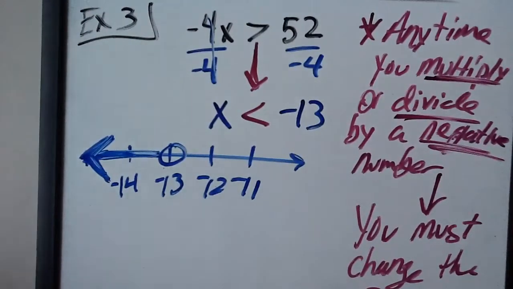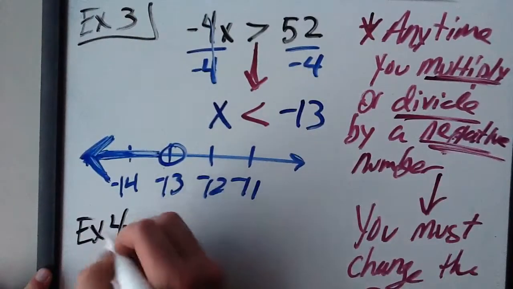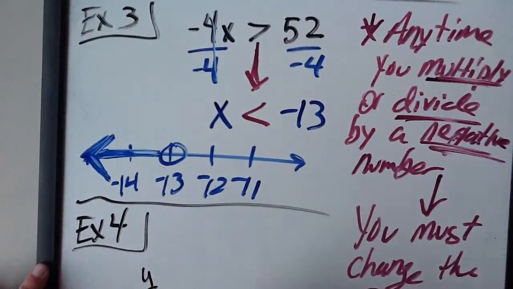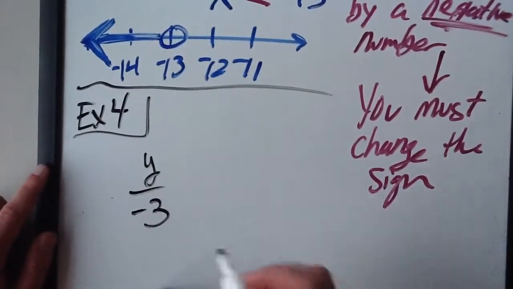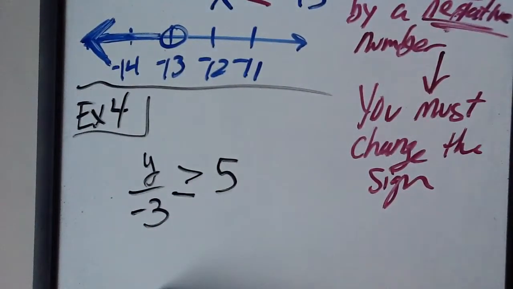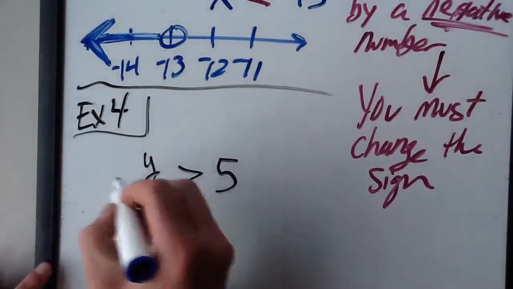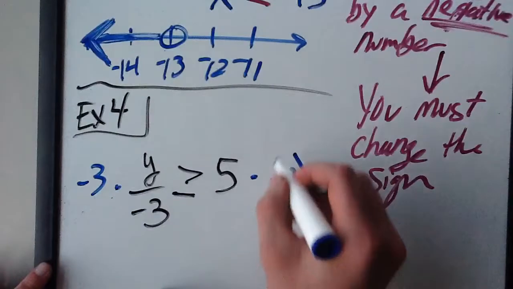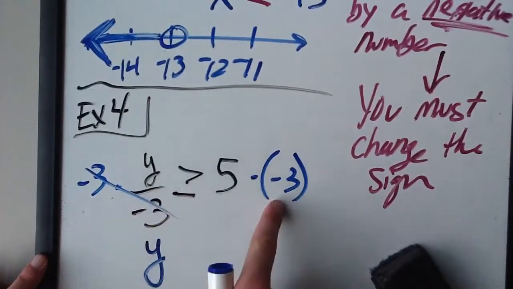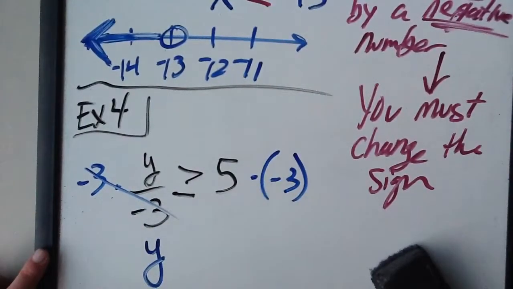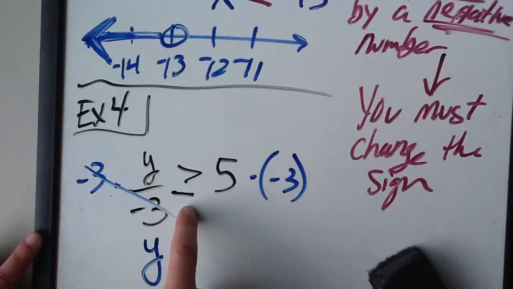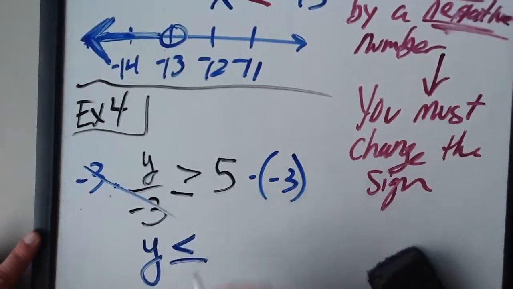Okay, last example. We'll call this example number 4. Example number 4, I have y over negative 3 greater than or equal to 5. Okay, here to get y by itself, I'm going to need to multiply by negative 3. Okay, when I do that, those 3 simplify, so I'm left with y. Now I multiply by a negative number, so just like we said, if you multiply or divide by a negative number, I got to change the direction of the inequality. So instead of being greater than or equal to, it's going to be less than or equal to.